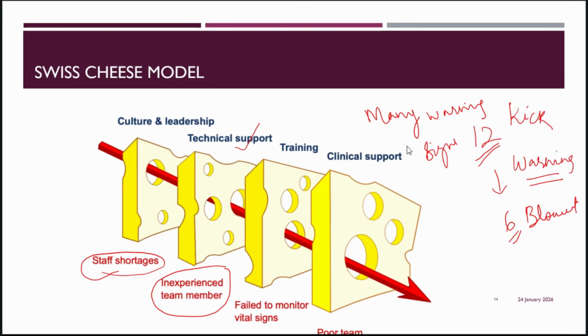So it means there are many factors which lead to such an incident. We cannot pinpoint only one factor. Many factors come together and then this happens.